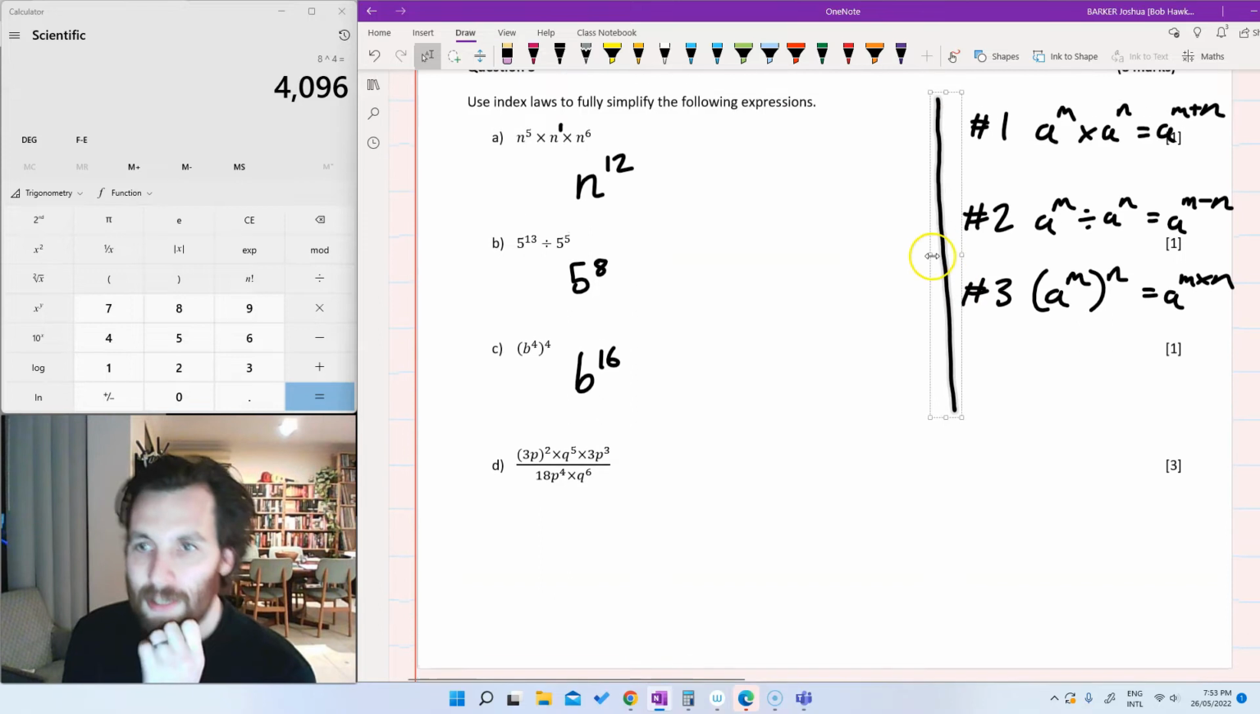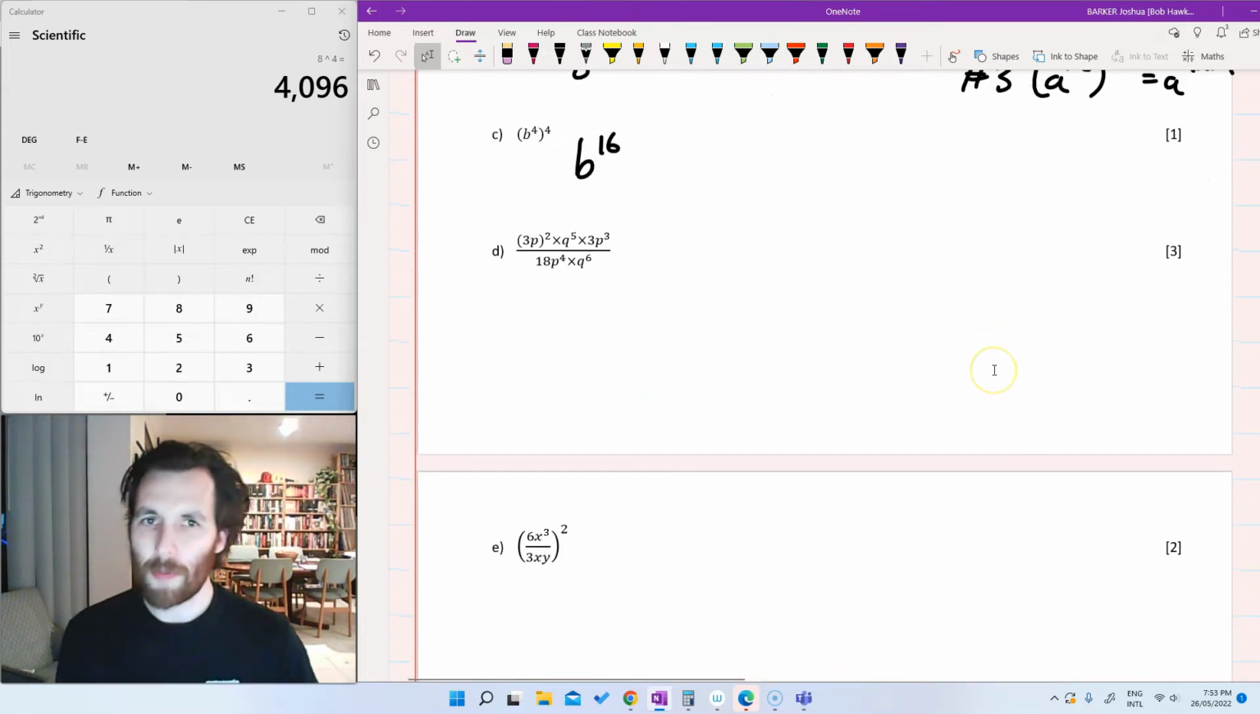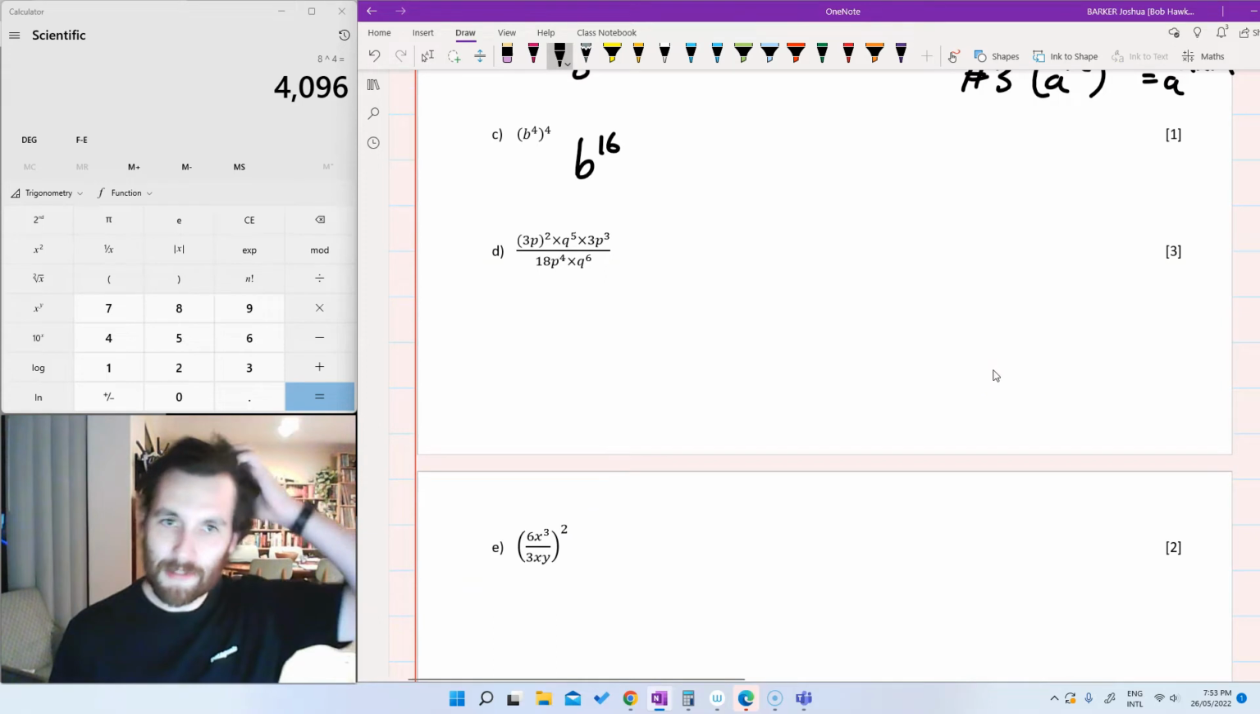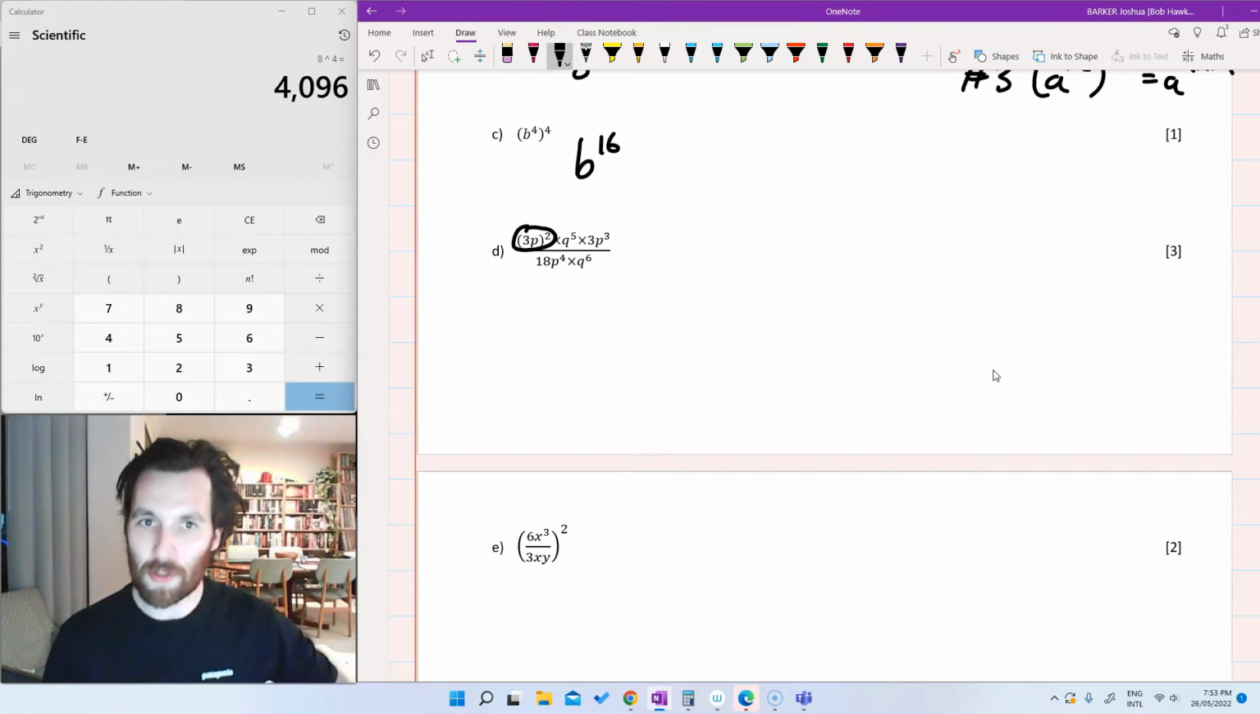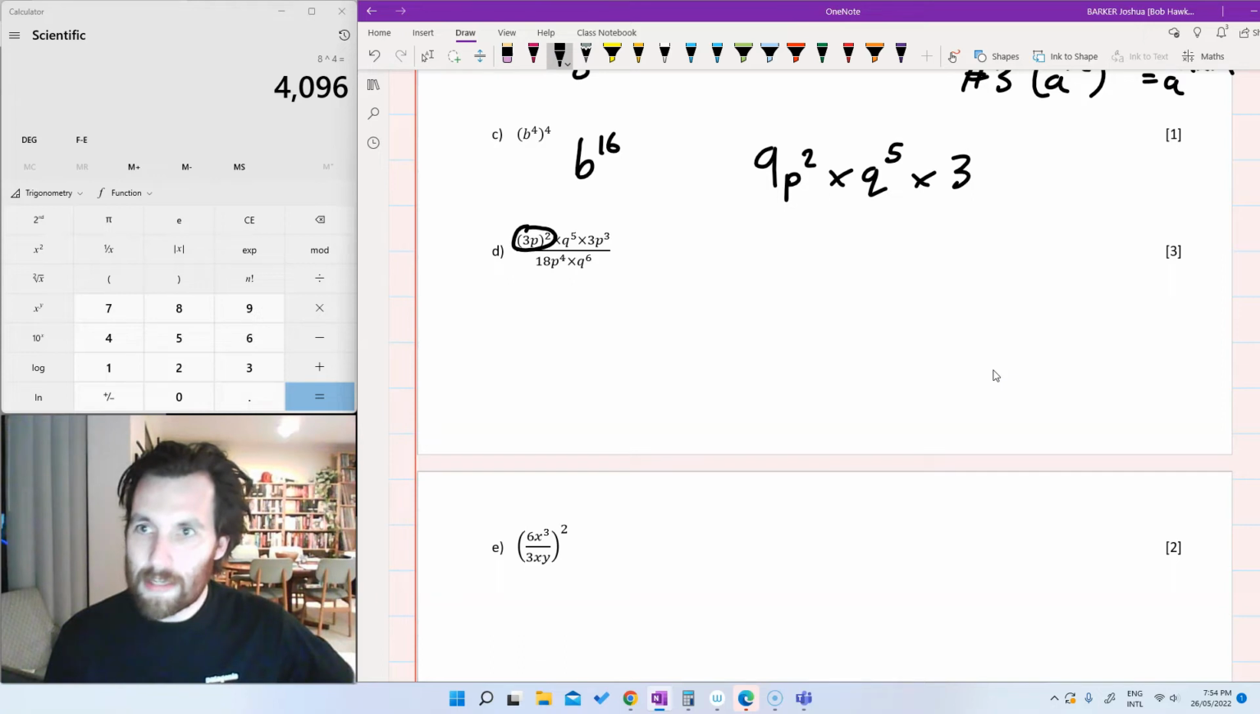Okay, this last one is actually a little bit tricky. It's not too bad. What I'm going to do for this is start off by using that third index law just on this part of the expression here. So I've got to square the whole thing. So 3 to the power 2 is 9. And p to the power 2 is p to the power 2. And now I can carry on by writing the rest of the expression. So q to the power 5, 3p to the power 3. I'm just copying this out, by the way. I've just got rid of the bracket that was there. 18p to the power 4 times q to the power 6.